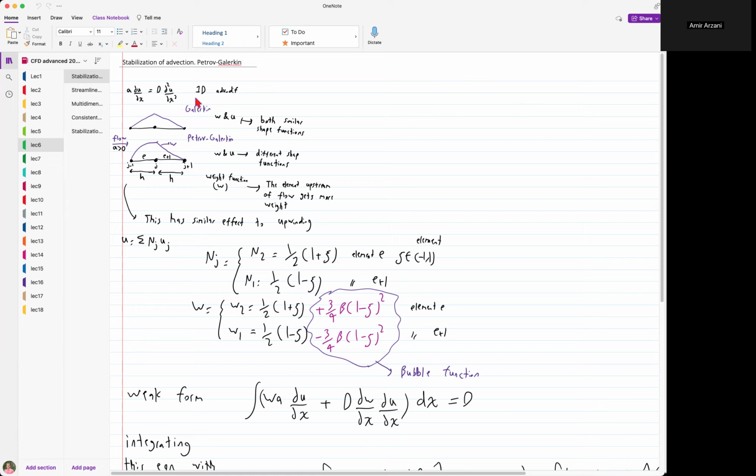So in Galerkin finite elements, we talked about the shape functions that we use to approximate our solutions over each element. These shape functions are of similar nature between the weights W that we multiply by the equation and integrate, and the trial functions U, which are our solutions. So that's the Galerkin. The idea behind Petrov-Galerkin is that we're going to be using different shape functions between the weights and the trial functions.